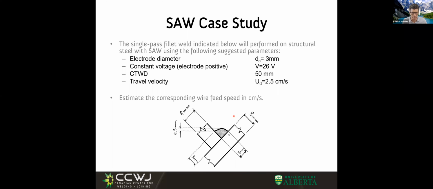So here we have a fillet weld, and I'm giving here some number for the convexity of the weld. Sometimes it's flat, sometimes it's concave. So we want to do a single pass that has this amount of concavity. What should be our wire feed speed? We have here the travel speed, right? And the electrode diameter.